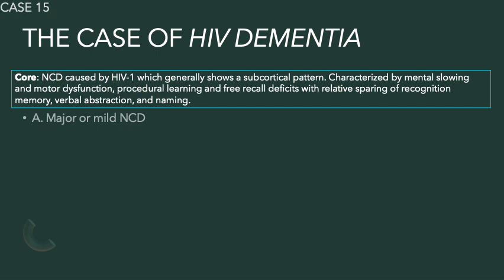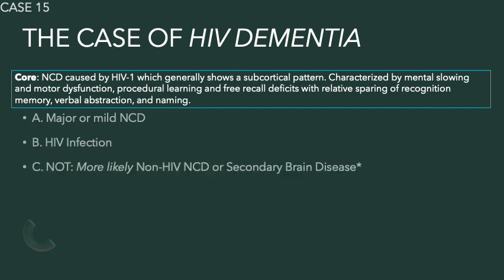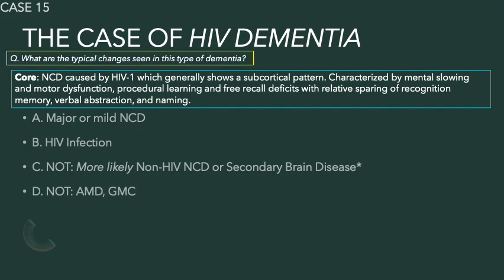Criteria include the presence of major or mild neurocognitive disorder, HIV infection. It's not more likely non-HIV neurocognitive disorder or secondary brain disease, such as cryptococcal meningitis or leukoencephalopathy. It's not due to another mental disorder or a general medical condition.